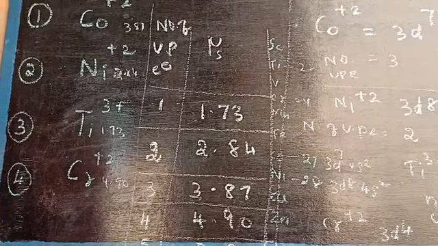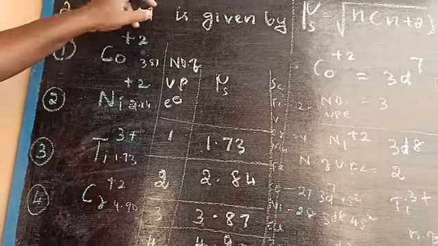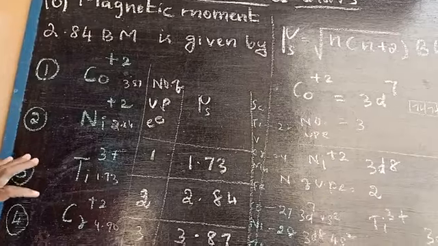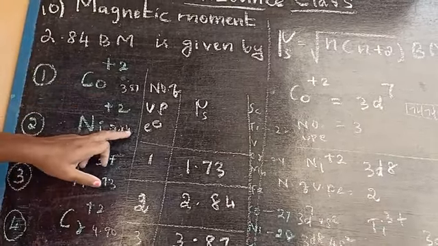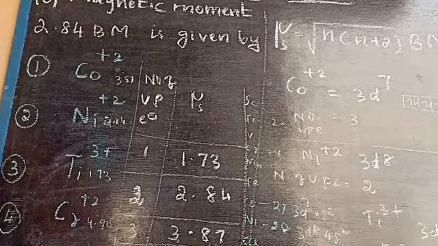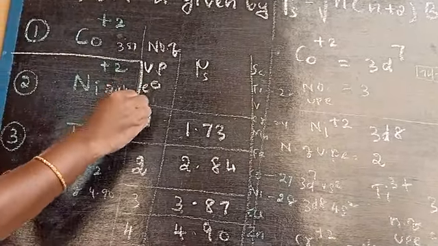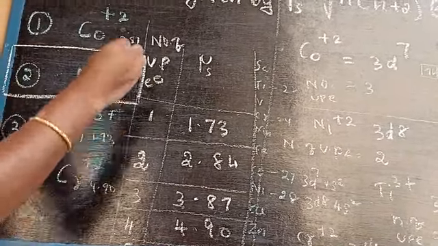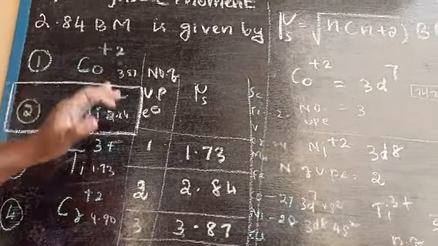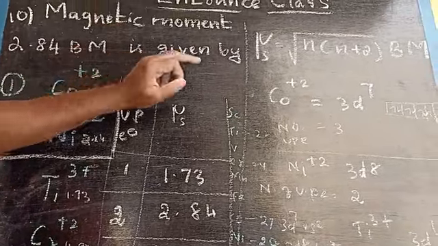Okay children, now come to the question. Magnetic moment 2.84. So the first one 3.8, second one 2.84, 1.7. So what is the correct option? This nickel is the correct option, Ni2 plus. Children, for such a type of question, they are asking the magnetic moment.